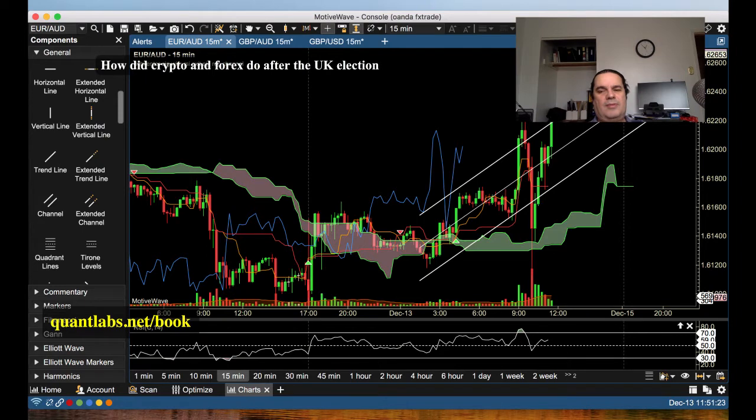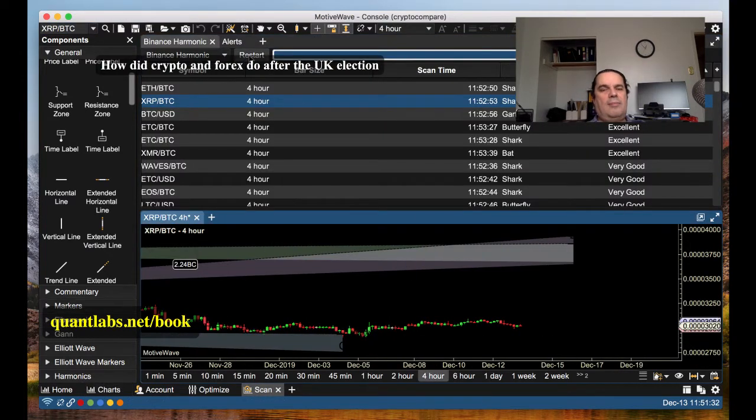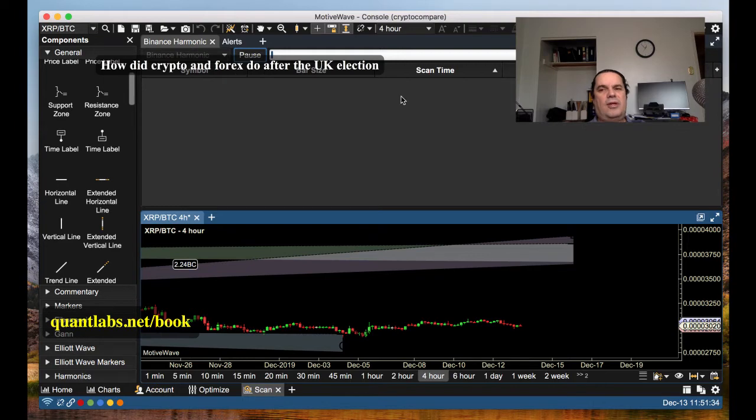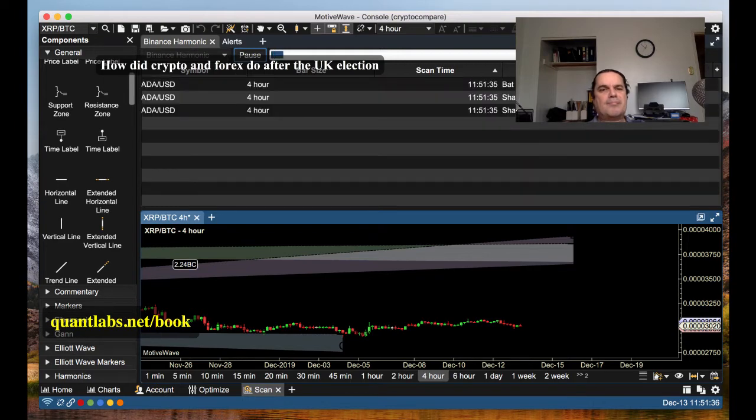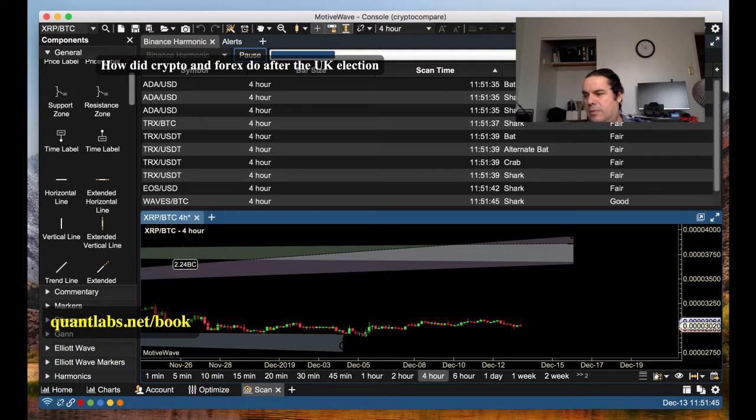Okay, let's go back to the crypto. Let me do the same thing on the scanning. Might be some things we haven't seen yet. So again, I'm going to scan, and again, this is on 32 instruments. All right. Okay, so we're still going la-di-da-di-da. This is not too bad, though.